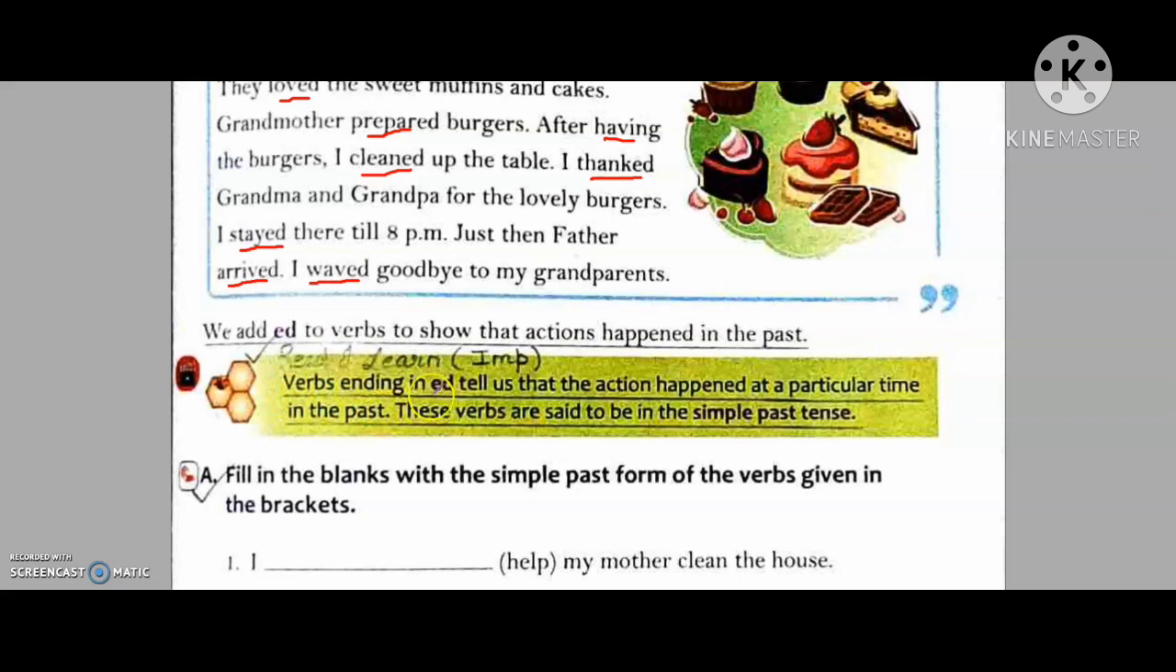Verbs ending in ed tell us that the action happened at a particular time in the past. These verbs are said to be in the simple past tense. Alright? I hope this much is clear.